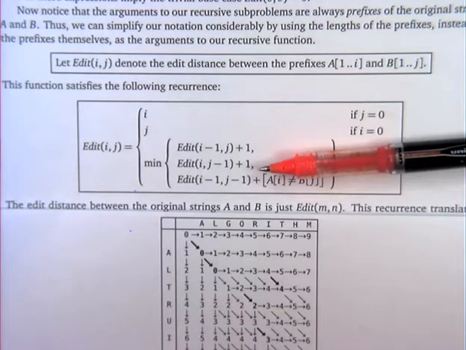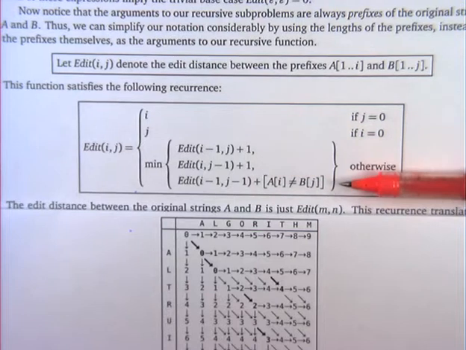And the last possibility is I do a replacement, and I recurse on slightly shorter prefixes of both strings, and then the cost of that replacement is either 0 or 1, depending on whether those two characters are equal. So that expression in brackets evaluates to 1 if the two characters are different, I had to pay for the replacement, and 0 if I didn't.